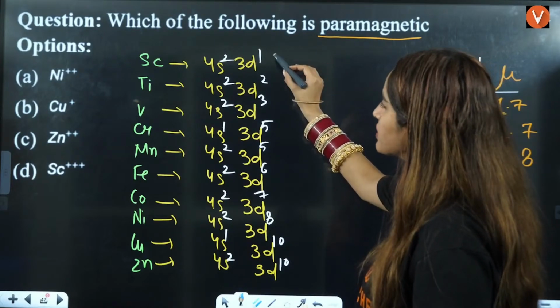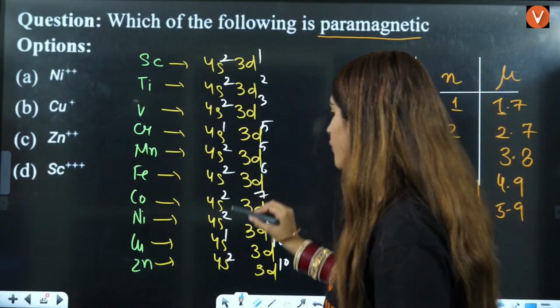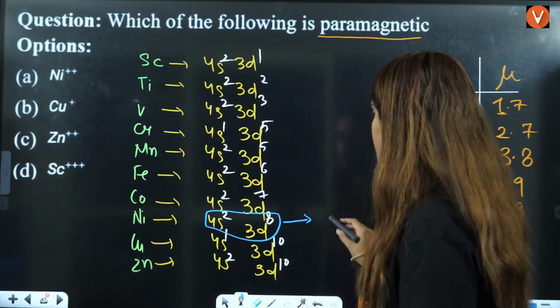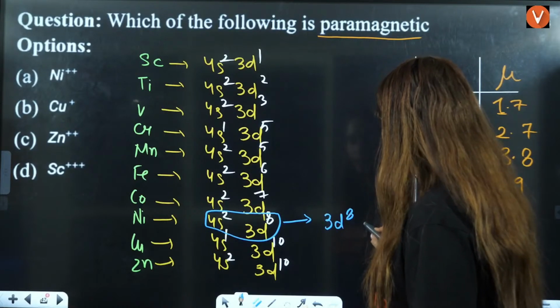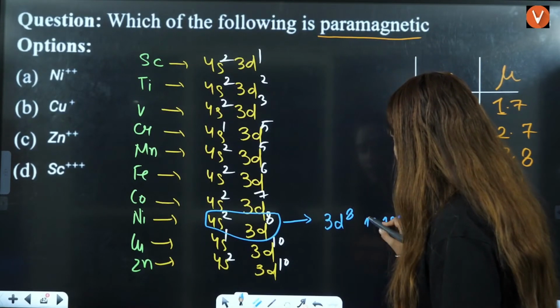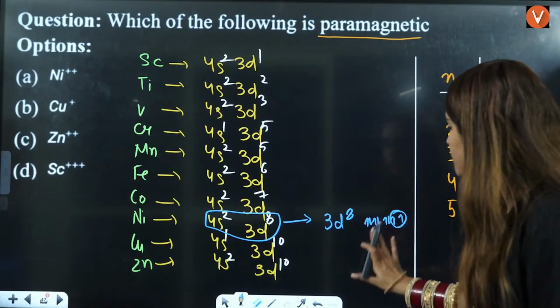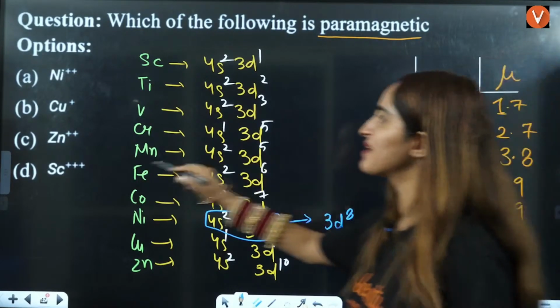Okay, so here if you see nickel. Where is nickel? Nickel is this one. So if nickel loses 2 electrons, it will be 3d8, which is 1, 2, 3, 4, 5, 6, 7, 8, which gives us 2 unpaired electrons. So that is why this will be paramagnetic in nature.